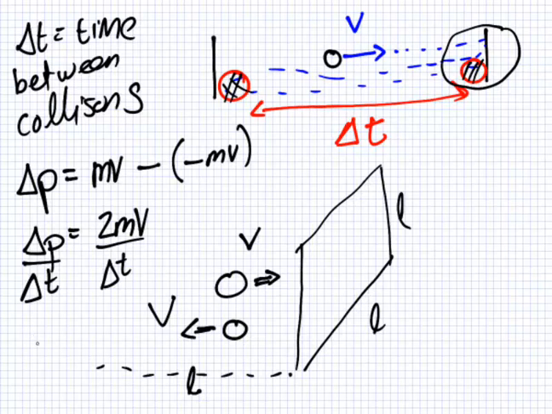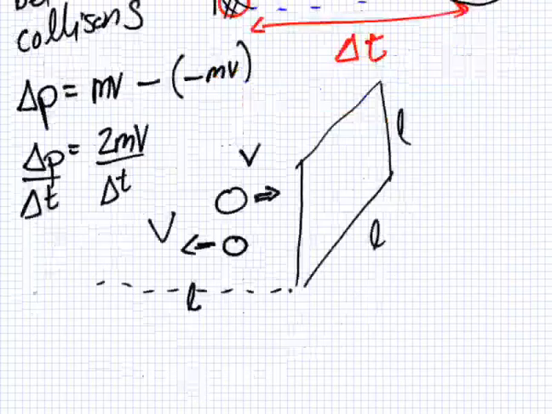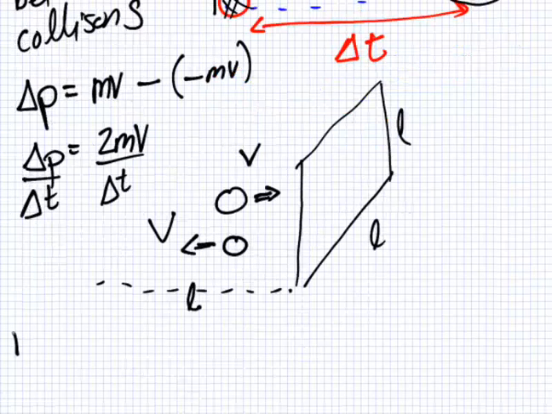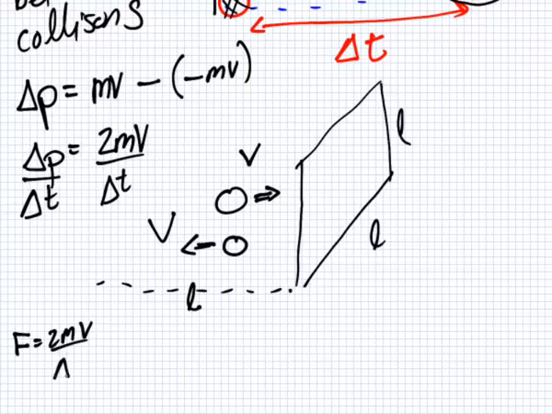What is the impulse? What is the change in momentum? What was the momentum before the collision? mv. And what's the momentum after the collision? Minus mv, because it's going the other way. So therefore, what is the total change in the momentum? 2mv.